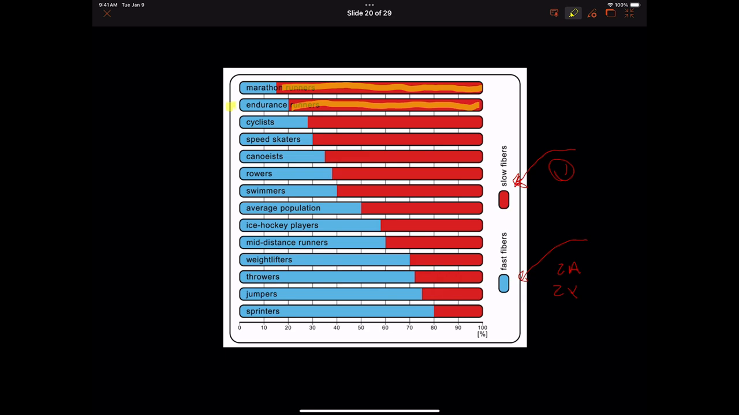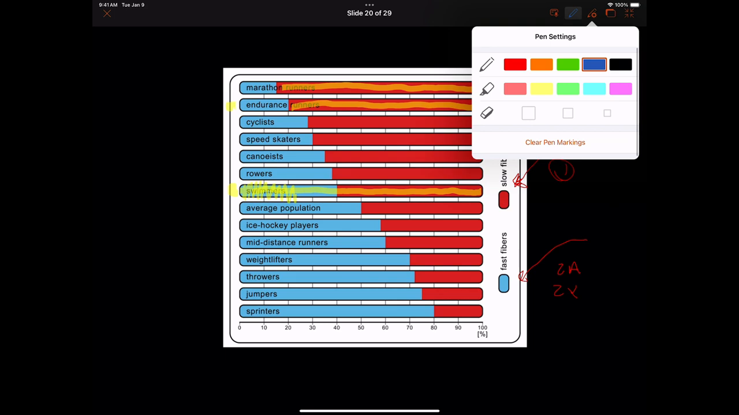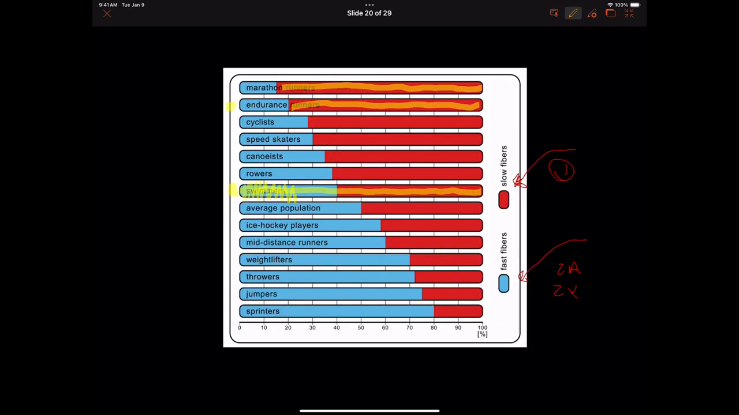If we go in the middle and we look at a swimmer right here, well, a swimmer is about 50-50. And why is a swimmer 50-50? Because the water in the pool is creating resistance, and that resistance is going to cause a greater recruitment of type 2 fibers. So a swimmer is 50% type 1, 50% type 2. And it's because of the water. The water is going to create resistance, and because there is resistance, you have to activate type 2 muscle fibers.